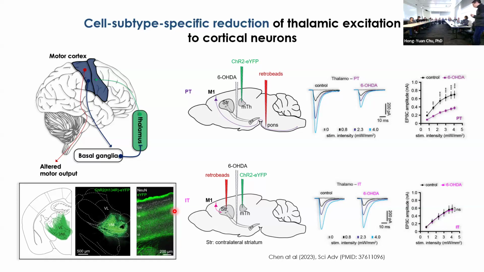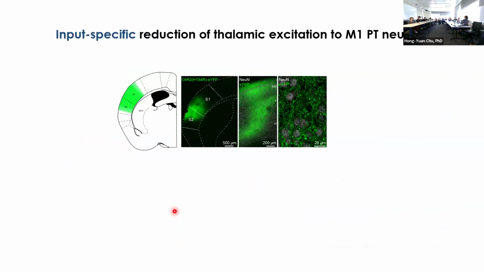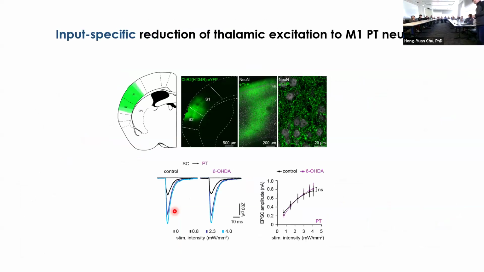Further studies suggest that such reduction is not only cell subtype selective, but also input specific, or synapse specific. So in this study, we expressed channelrhodopsin in the sensory cortex, and we recorded from PT cells again, and quantified how loss of dopamine affects sensory cortical input to PT cells. Again we use the amplitude of EPSC as a measure of synaptic drive, and we got no difference between control and lesioned animals, again suggesting that loss of dopamine does not affect sensory cortical input to the M1 PT neurons.